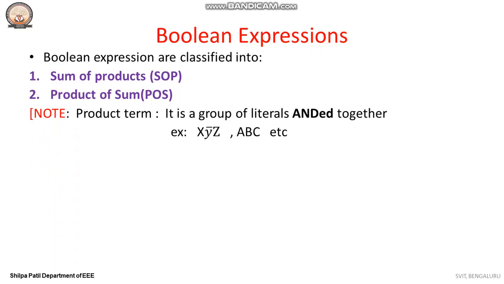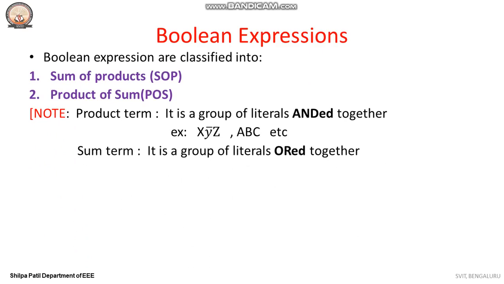If I see any expression like x, y bar, z, here I have literals x, y bar, z, which are ANDed together. So this x, y bar, z is a product term, and similarly ABC. Then what is a sum term? A group of literals ORed together. So if I have literals like x, y bar, z, which are ORed, x plus y bar plus z, together we call it a sum term.